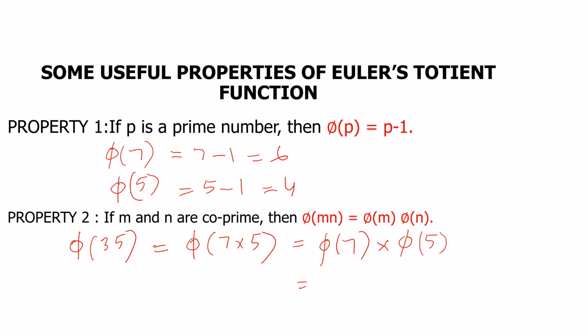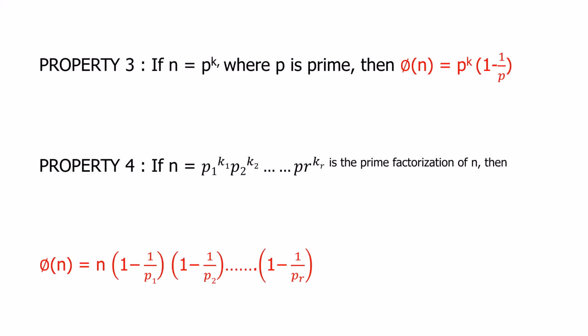What is phi of 7? It is 7 minus 1, 6. And what is phi of 5? It is 5 minus 1, 4. So 6 into 4, 24. So the meaning is the number of positive integers less than 35 that are coprime to 35 is 24. Now let us move on to the third property.